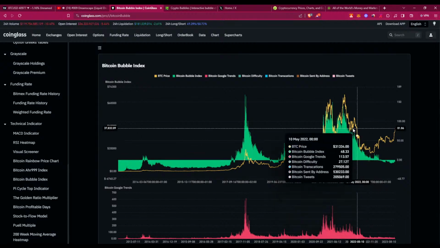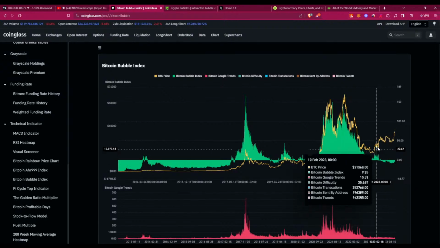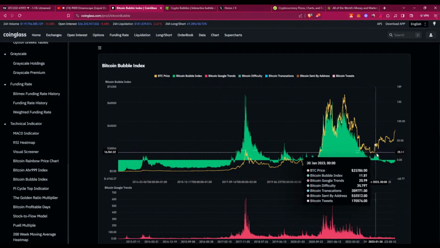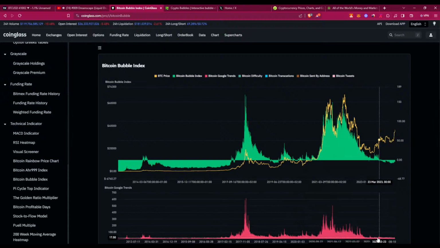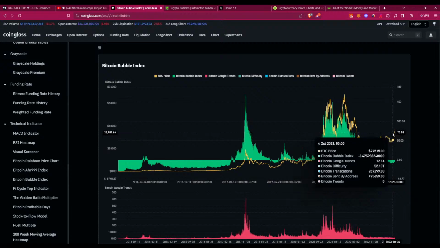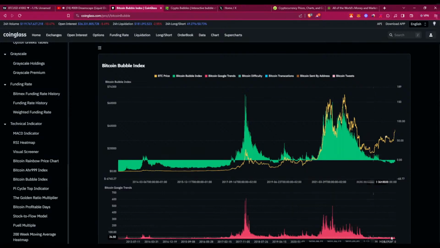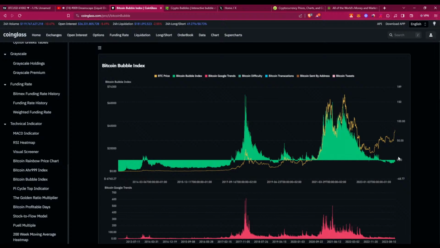What I'm really confused about is just here, since we broke the wedge as I showed you before, the bubble index got negative. So people are not even looking for Bitcoin on Google, but the price is going up. Who do you think is buying this? It's not retail. You can clearly see it's not retail, okay? So why should they crash the market right now if there's no retail coming in?